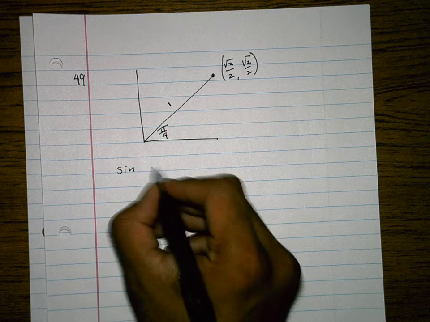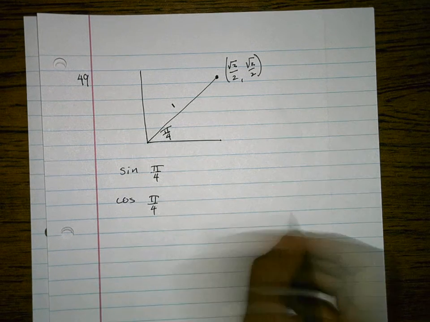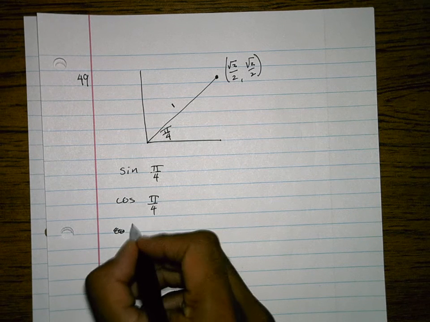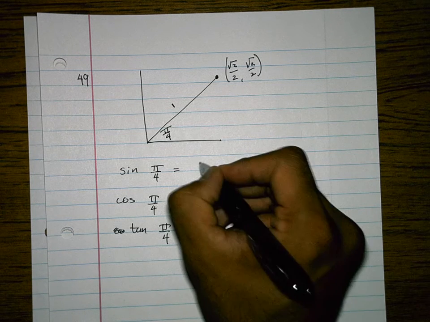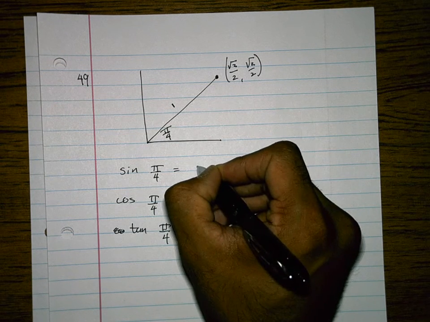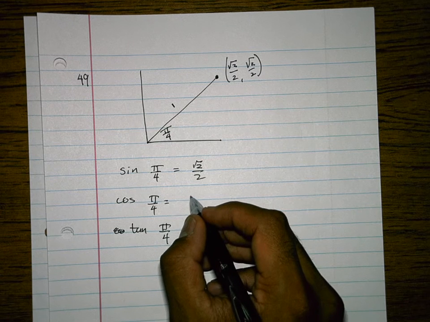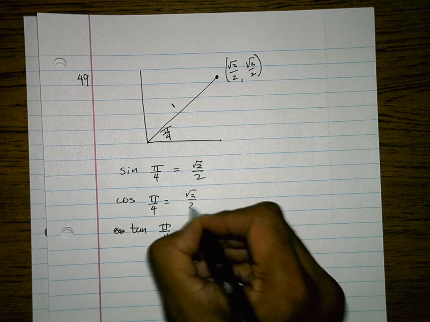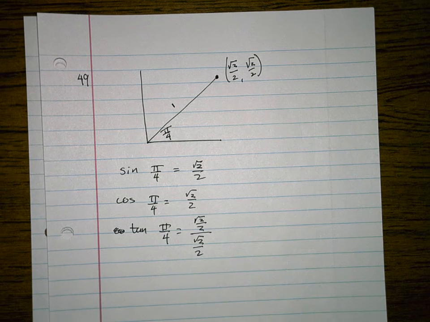So the sine of pi over 4, the cosine of pi over 4, and tangent of pi over 4. I'm just going to find these 3, and I'll let you do the reciprocal ones by yourself. So if you remember, the sine is equal to the y-coordinate over the radius. The radius is just 1, so that's it. The cosine is equal to the x-coordinate, which is the same thing. And the tangent is equal to the y over the x. And that's the same thing on top and bottom, so that's just 1. Okay.